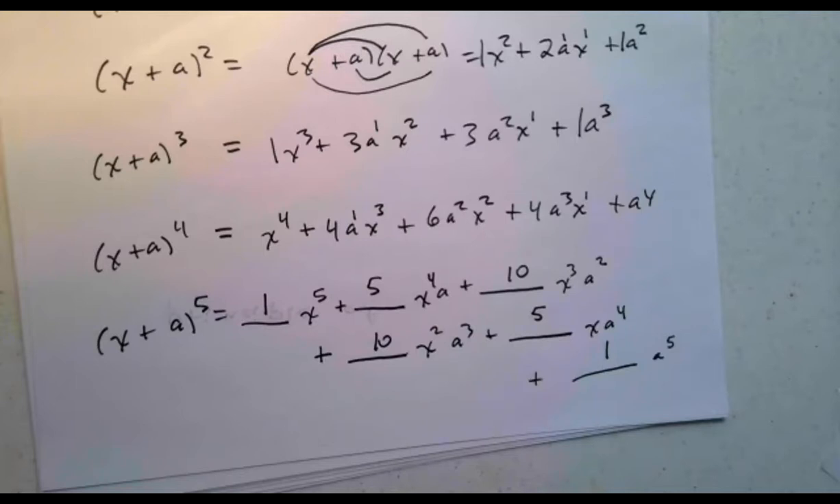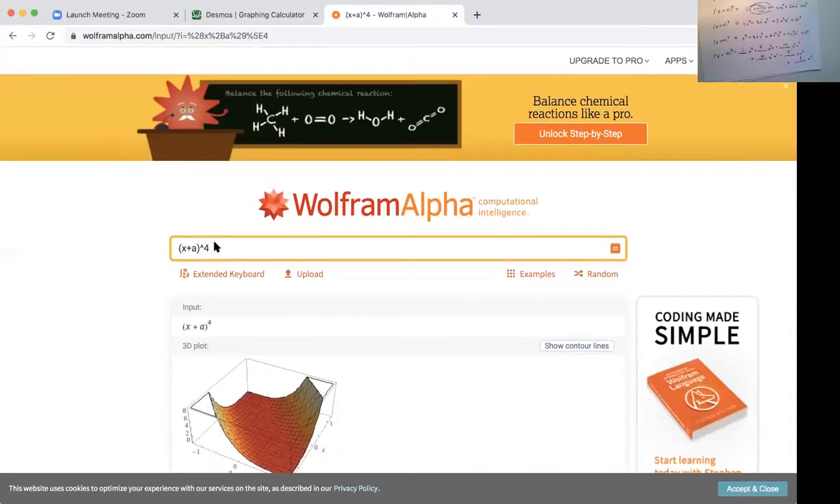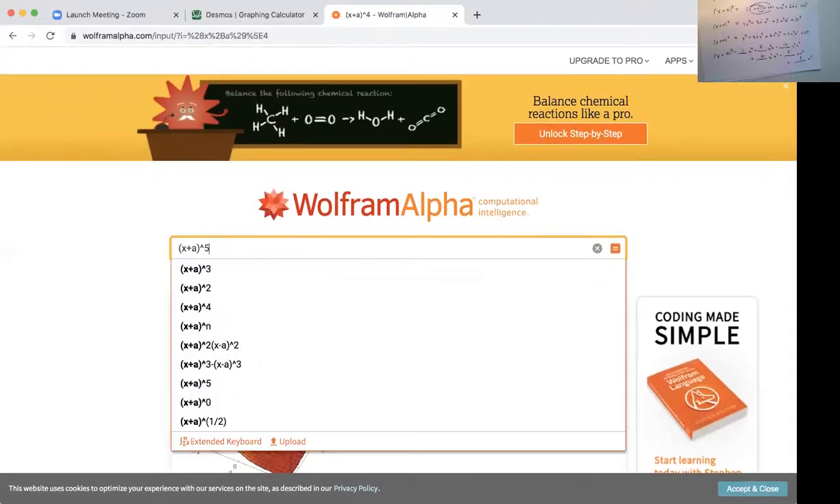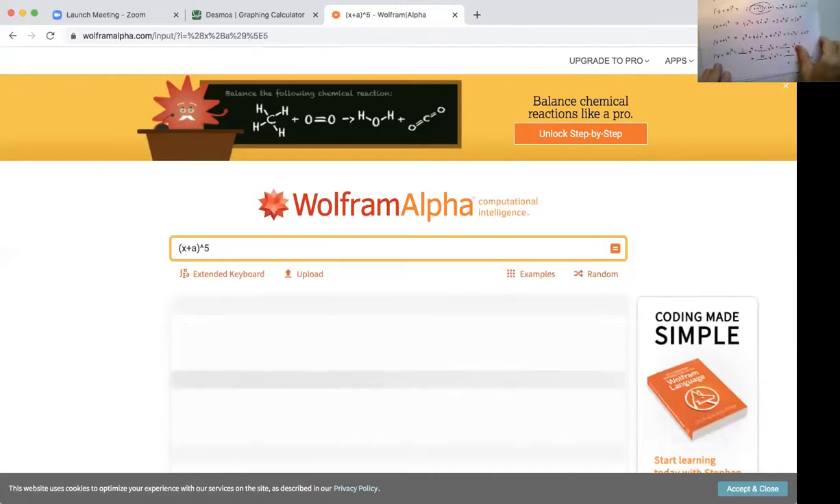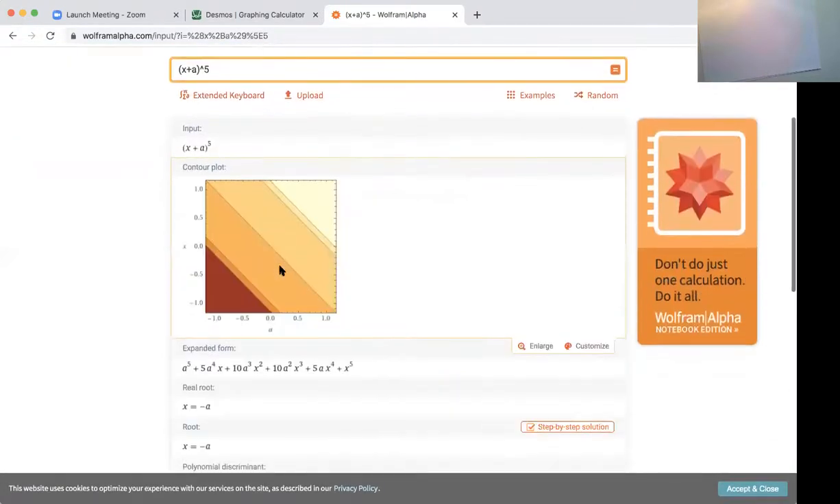So let's just quickly check that on Wolfram Alpha to make sure we've done that correctly. So we will do x plus a to the 5th and see what we get, and see if it agrees with what we had previously. I think it takes a little while.